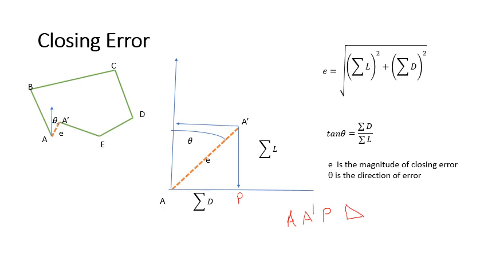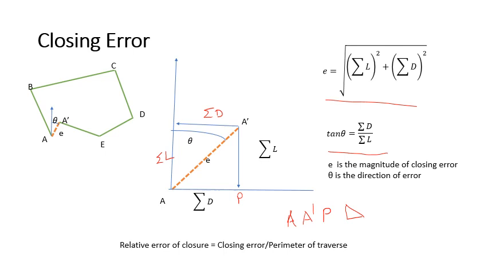Then you can get tan theta. Tan theta will be the opposite side by the adjacent side. The opposite side is sigma D, the adjacent side is sigma L. So the direction of your error and the magnitude of the error can be found once you calculate sigma L and sigma D. Now we have a term called relative error of closure. Relative error of closure is actually the closing error per perimeter of the traverse.